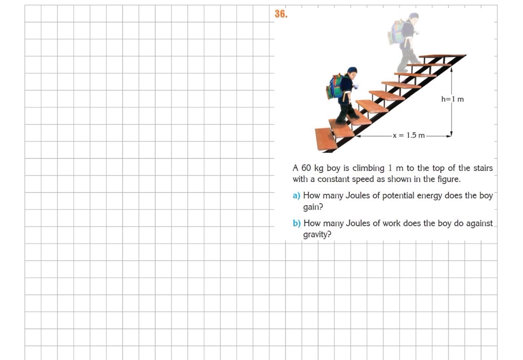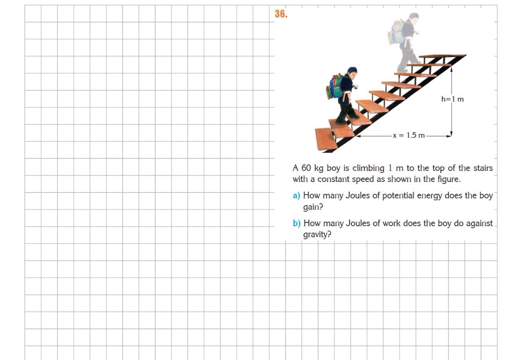36th question. A 60 kilogram boy is climbing 1 meter to the top of the stairs with constant speed as shown in the figure. How many joules of potential energy does the boy gain? How many joules of work does the boy do against the gravity? So here we just use the delta PE, the change in potential energy formula.